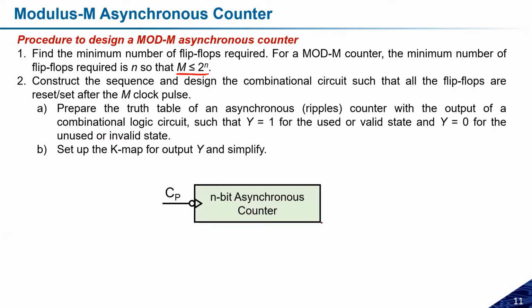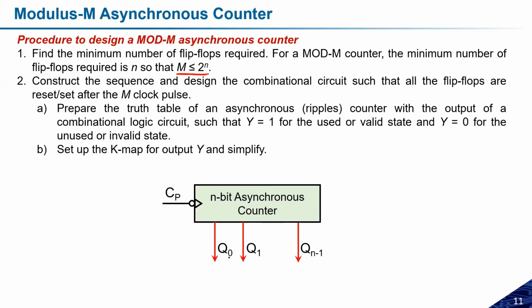What is the flow? What is this procedure saying? Suppose I have a counter having n bits. If there are n bits, the maximum mode that is possible is 2 to the power n. Here CP is the clock pulse. Now, because I have to reduce the mode with the help of this counter, I need some additional circuitry, and that additional circuitry is controlled by the output of this counter.